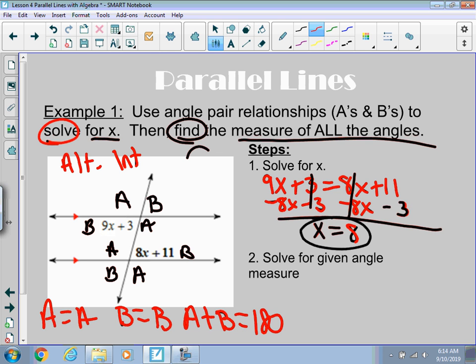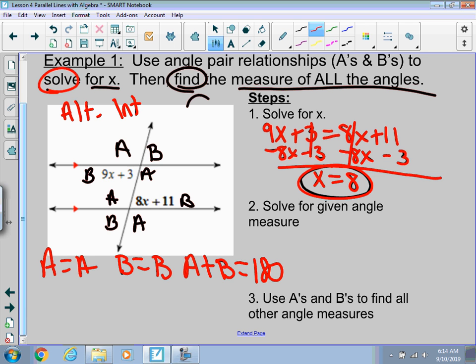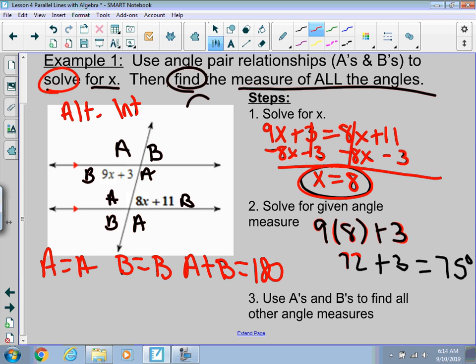The second is to solve for one of the given angle measures by taking x and plugging it back in. So I'm going to say 9 times 8 plus 3, okay, which is 72 plus 3, or 75 degrees. So that means everywhere I see a B, my value is 75 degrees.